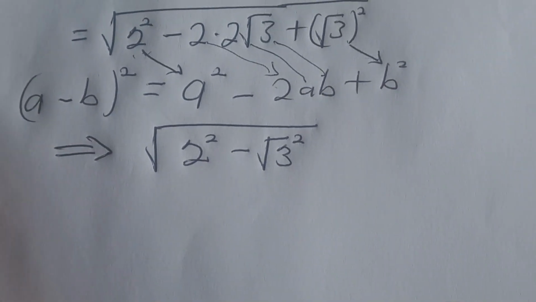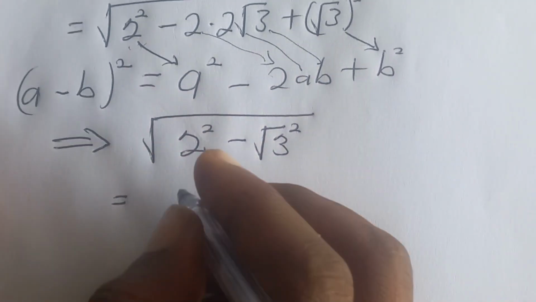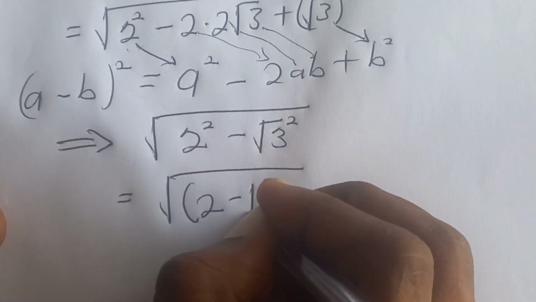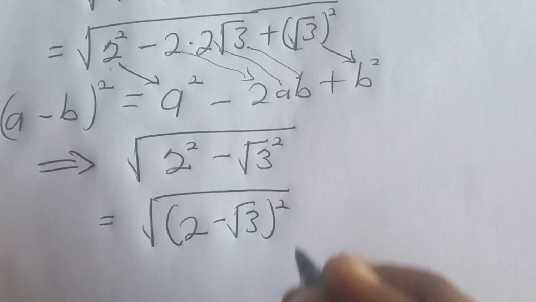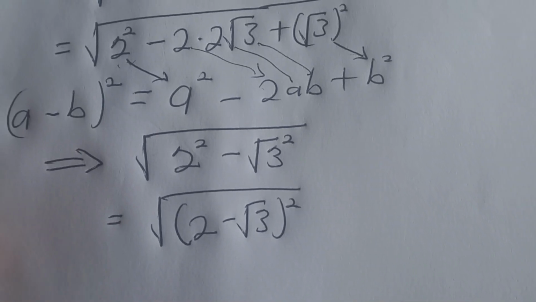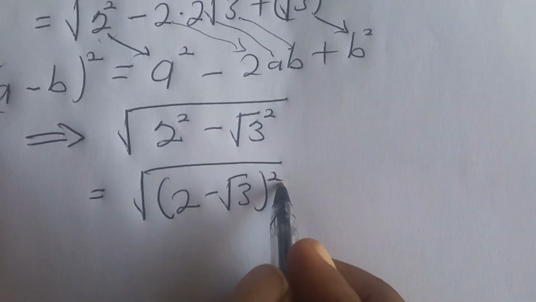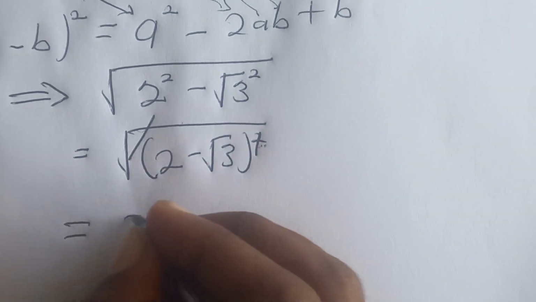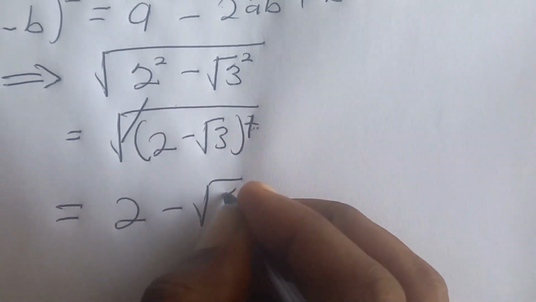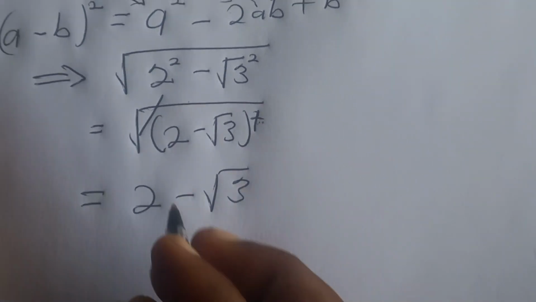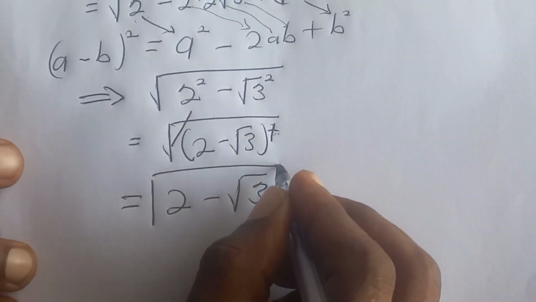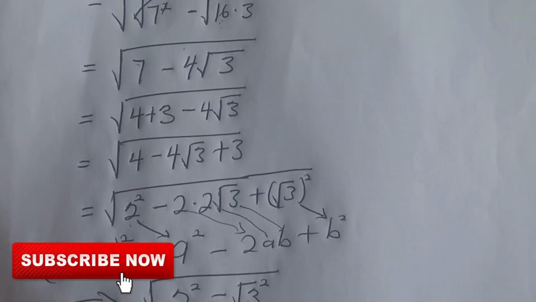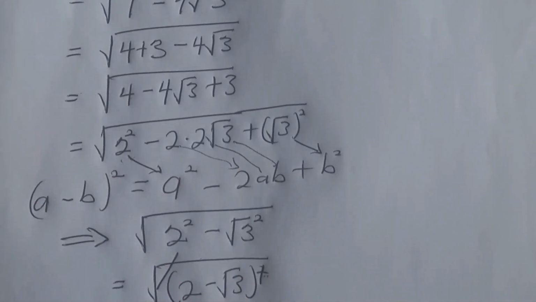square root of 3, okay, which is equal to 2 minus square root of 3 all squared. Okay, now this square will cancel out this square root, leaving 2 minus square root of 3. Okay, so this is the answer for this expression. Don't forget, we are not supposed to use a calculator.